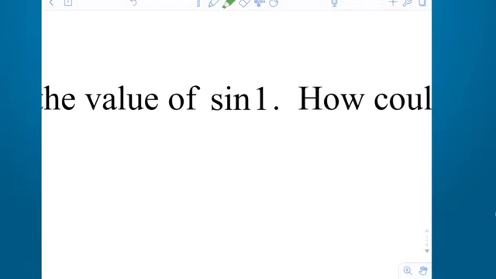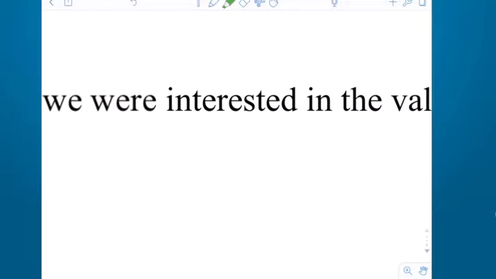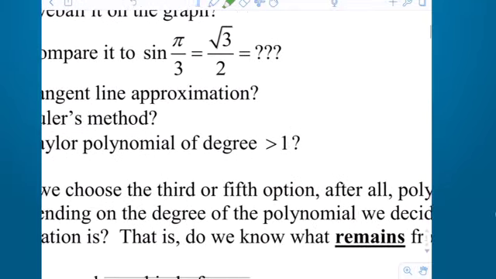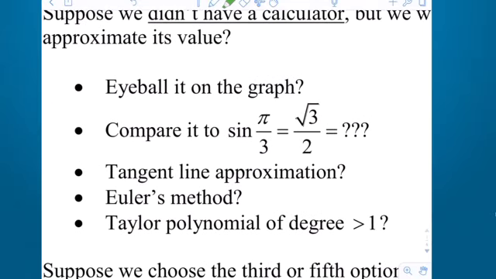We've learned several methods this year for approximating functions. You can do linearization, right? Linearization we call tangent line approximation, and remember, now we know that's really the same thing as a first-degree Taylor polynomial. We could eyeball it on the graph, the old eyeball method, which could be okay for some people, but not really quantitatively good. You could compare it to something nearby, like pi thirds is like 1 point something, and so it should be somewhere in the neighborhood of square root of 3/2.